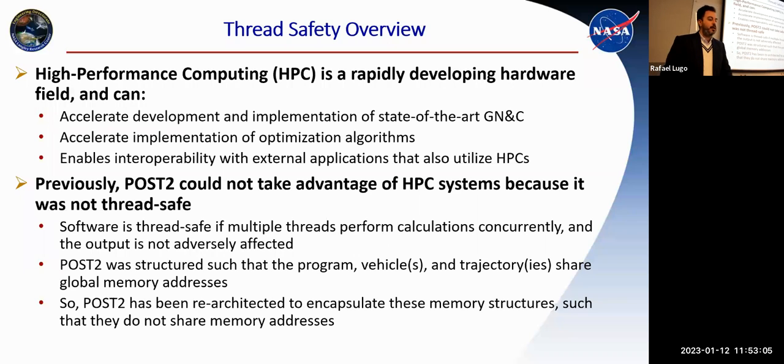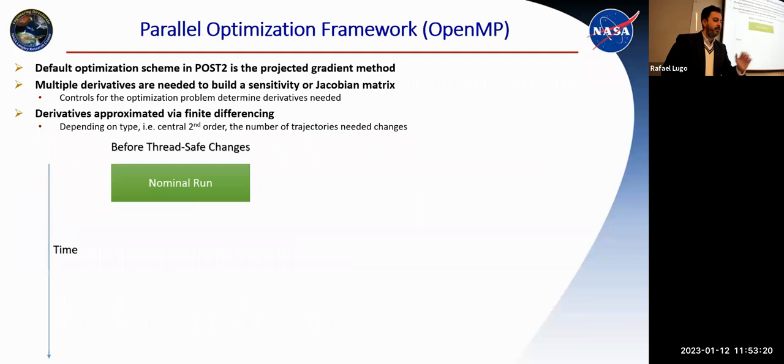So we fixed it. We re-architected the program. We encapsulated these memory structures so that they don't share memory addresses. I do have slides in backup that go into a little bit more detail, but I'm going to show you what happens when we actually did this, what we get out of it. It doesn't really sound very exciting until maybe you see what we can actually do with it. So now that Post is thread safe, we can now perform optimization problems in parallel. Well, what does that mean?